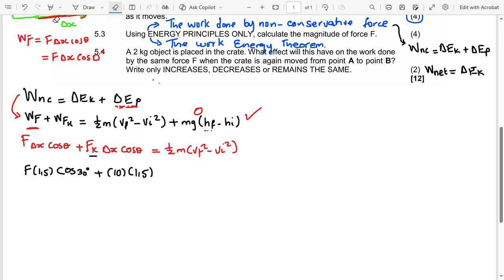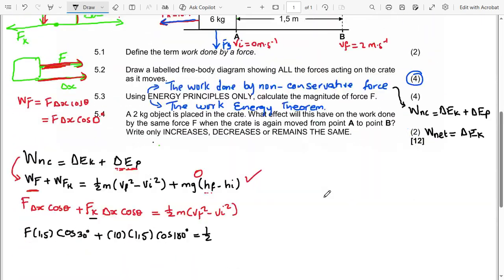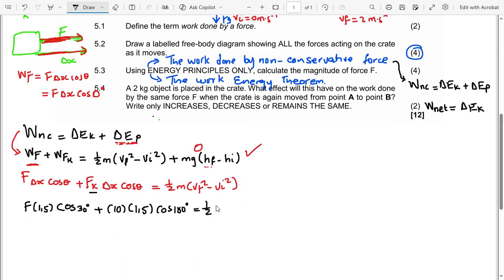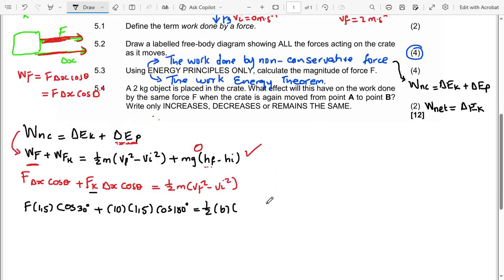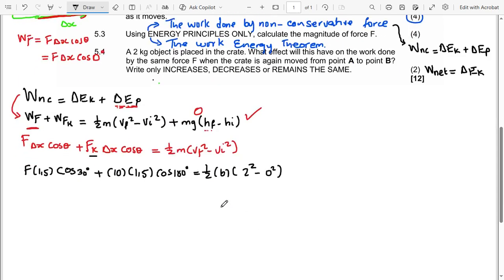Oh, okay. 180 degrees. So this will be the cos 180 degrees. Then this is equal to 1 over 2. What was the mass of this? 6 kg. So this will be 1 over 2 into 6. Close the bracket. V final, we start at 0, we end with 2. So the V final is going to be 2 squared. We minus the initial, which is 0 squared. So now, the only thing that you can do, you need to make F subject of the formula.